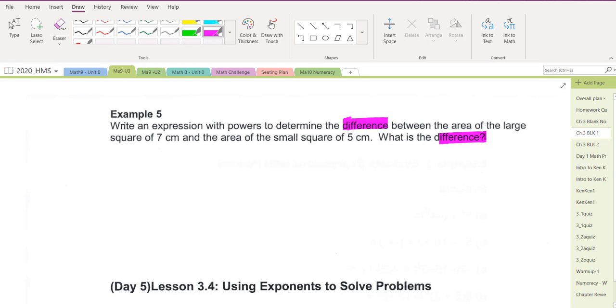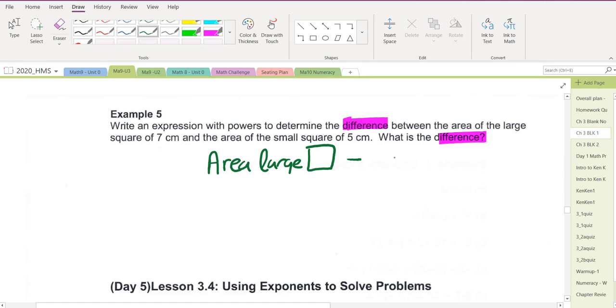Biman? 7 minus 5. No. It is 7 squared minus 5 squared. But what I was trying to get at, David? The area of the large square minus the small square. Yeah, the area of the large square minus the area of the small square. And you guys are great. You're just thinking one step ahead of me, right? And yeah, Jacob, you're completely correct, right?